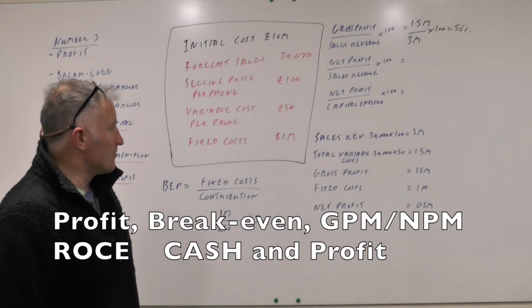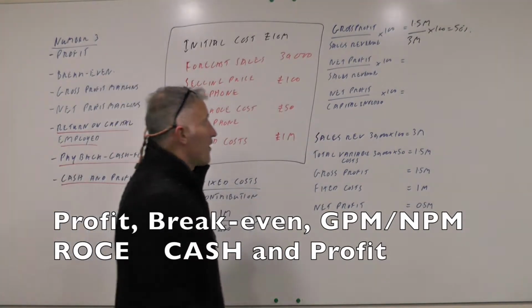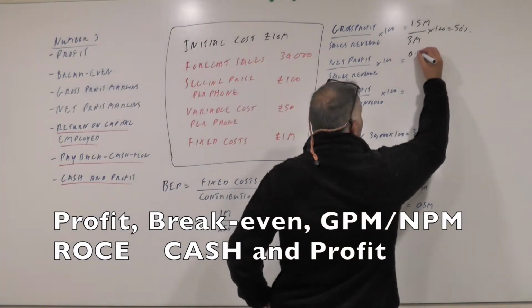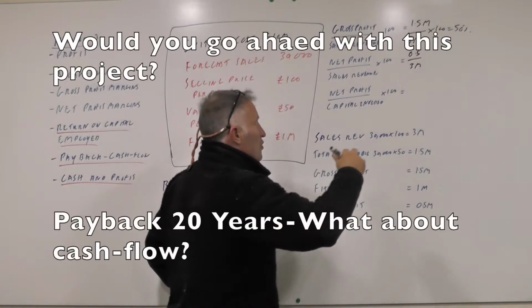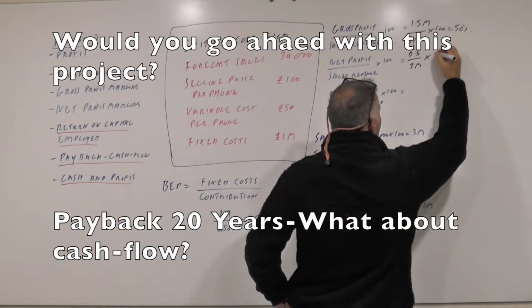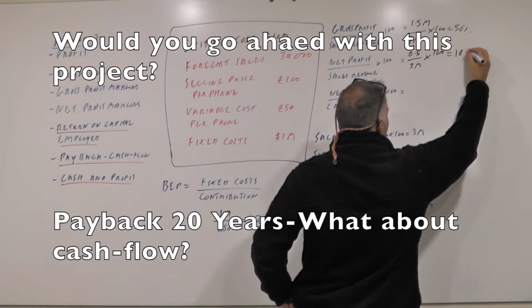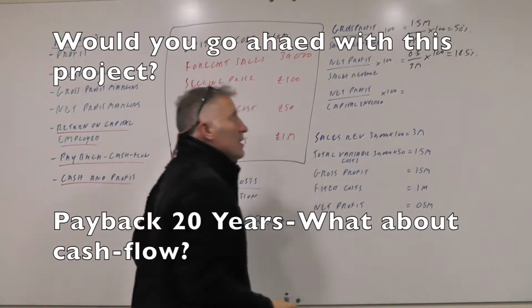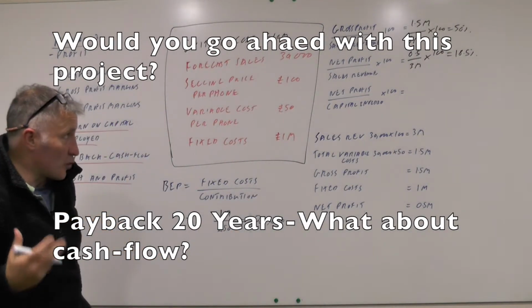The net profit margin. The net profit margin here is 0.5 million divided by 3 million. To work that out in my head, I think that is roughly 16.5%, something like that. Okay, so 16.5%. That also sounds quite good.